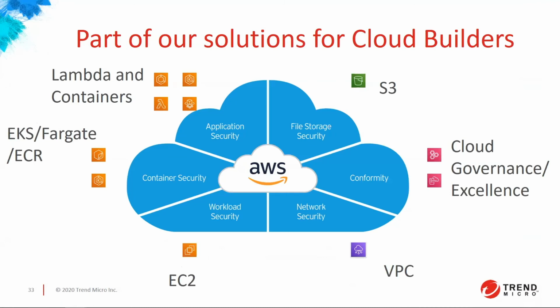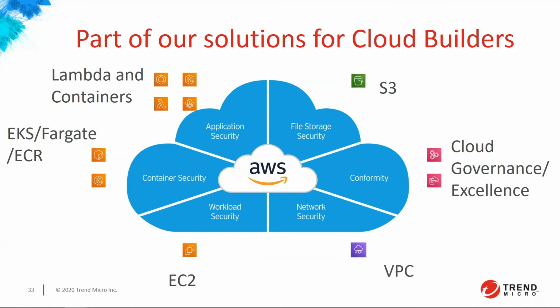Hope that was informative. Just again, to raise that point, this is part of our total solutions for cloud builders. So what you saw today is file storage security over here in the upper right for S3, right? You understand that now, how it works, what its use case is. We talked a little bit about conformity when you're trying to establish that area of cloud governance and excellence. We can look for misconfigurations, not just about S3, but other services in AWS as well, but focused on S3 today and kind of going around the bases here.